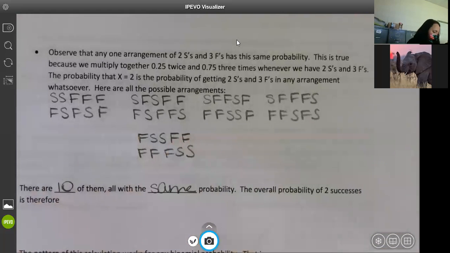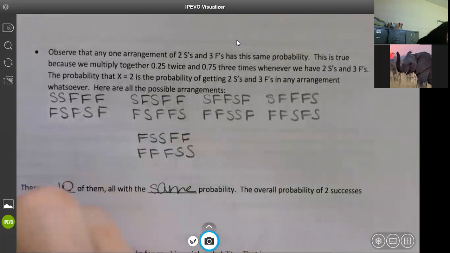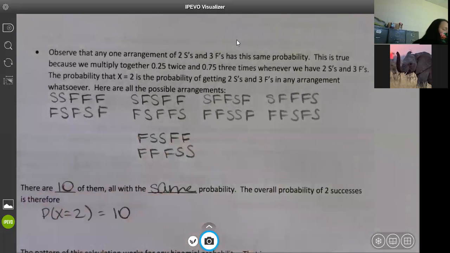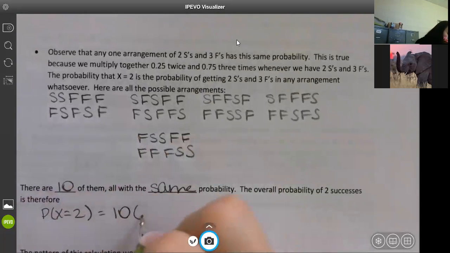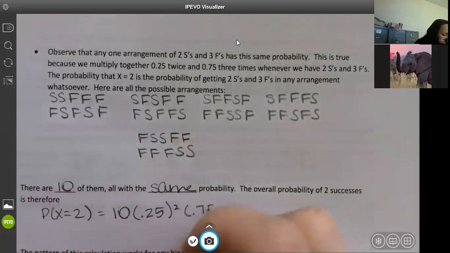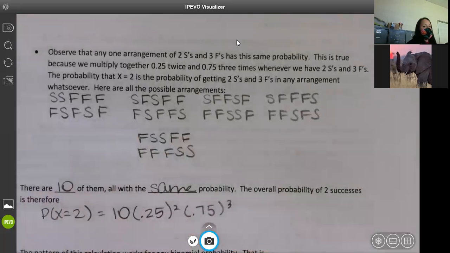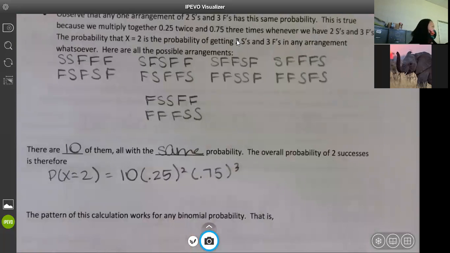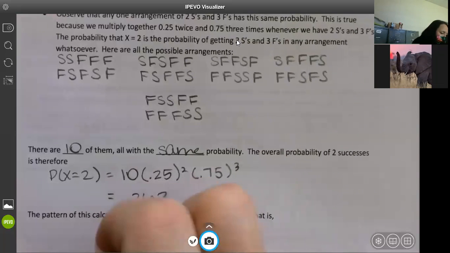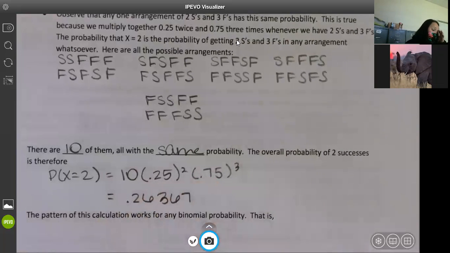The overall probability of 2 successes is therefore 10 times the probability of one arrangement, since there are 10 ways we could get 2 successes and 3 failures. And again, that 10, we're going to learn how to find that without having to write down all those numbers, which gives us a 0.26367 probability.